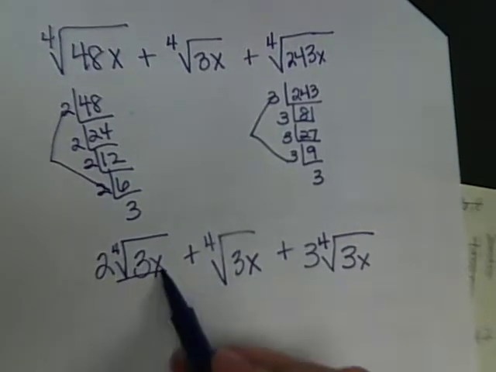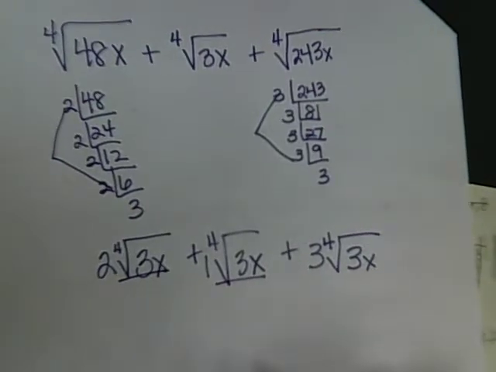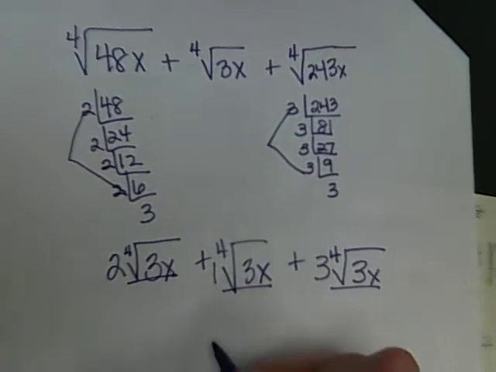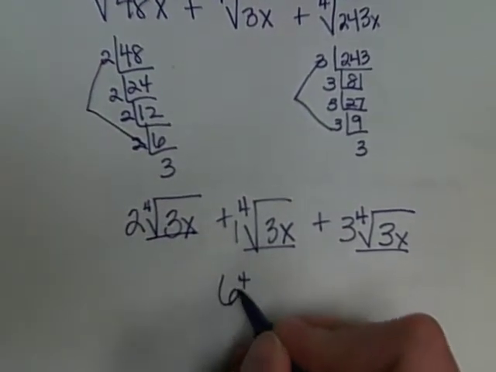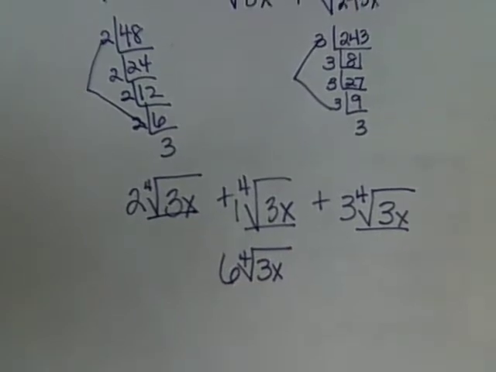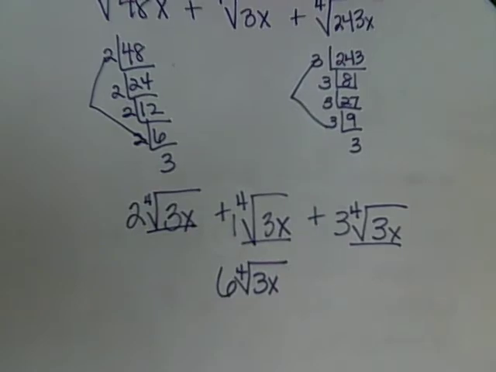So now, check it out. I have 2 4th root of 3x plus 1 4th root of 3x plus 3 4th root of 3x. 2 plus 1 plus 3 gives me 6 4th root of 3x's. Okay? So make sure you get those written down. Ask questions if you need it.